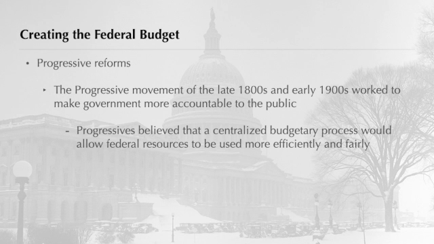Third, the development of the federal budget was spurred by the general spirit of reform during the progressive movement of the late 1800s and early 1900s. Progressives like President William Howard Taft worked to make government more accountable to the public and believed that centralized decision-making would permit federal resources to be used more efficiently and fairly. These leaders believed that a formal budget would contribute to that goal.